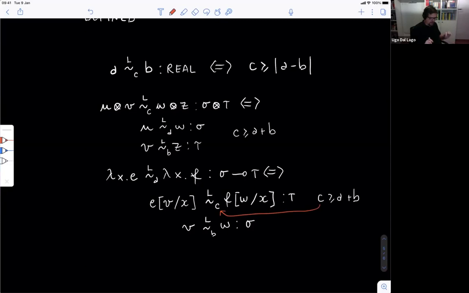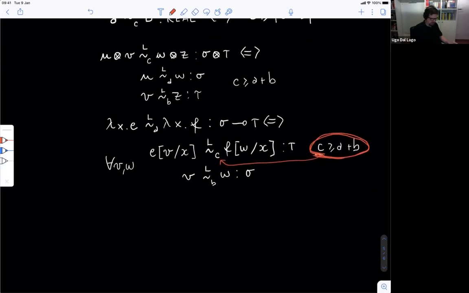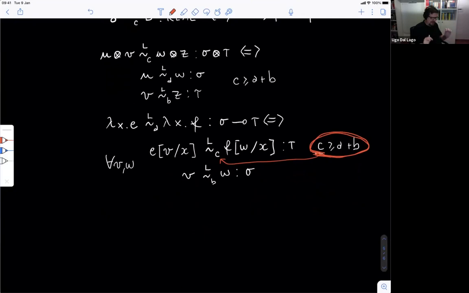So if you want, for example, that lambda x.e and lambda x.f are at a distance of A, you need to check all this for all v and w which are at a certain distance B, resulting at a distance C, which is the sum at least of A and B. So the fact that you want to take into account all possible pairs of related values v and w means that all possible, and possibly very big, distances B must be taken into account here.